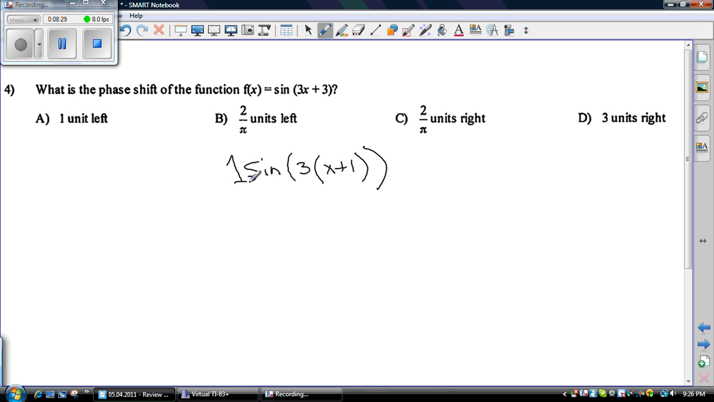Right? There's a 1 over here. That's the amplitude. This is the frequency. Right over here is the phase shift. And there's nothing on the end. That would have been movement up and down. So let's take a look at the phase shift. Well, plus inside of the parentheses moves the graph in the opposite direction, and you would think it would not be moving it to the right. Plus 1 means it's actually going 1 unit to the left.